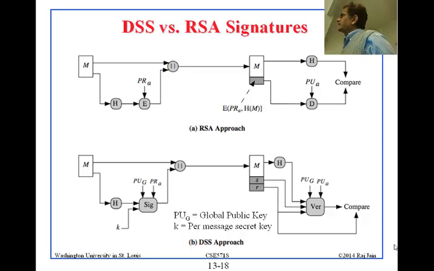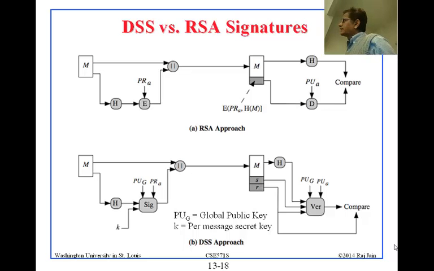RSS signature basically would mean that you take the message and you hash it and then you encrypt it using a private key and you concatenate it. So you just send the message and the encryption of the hash. At the other end, with the public key, you can get out the hash. So that's straightforward. This is the RSA approach.